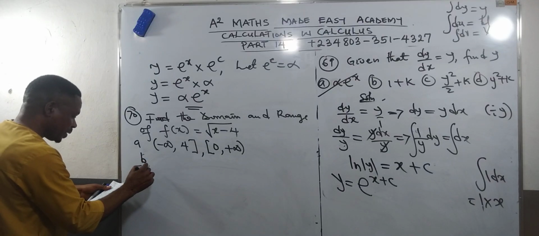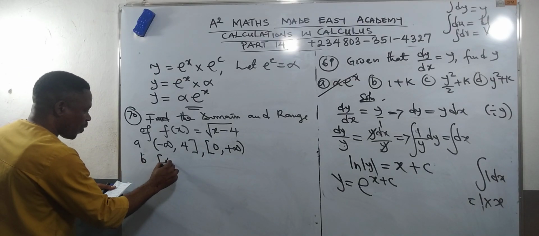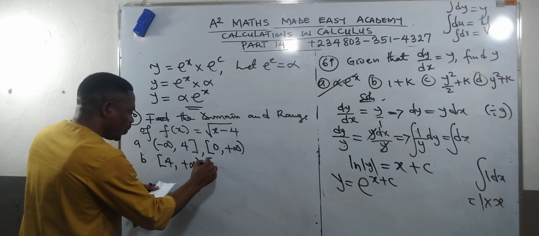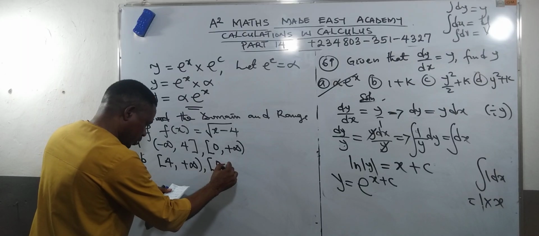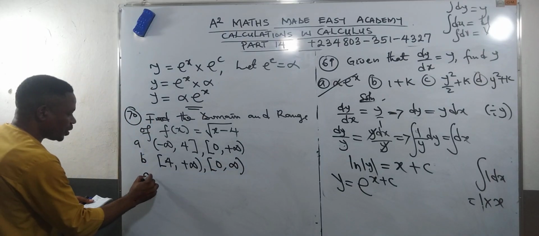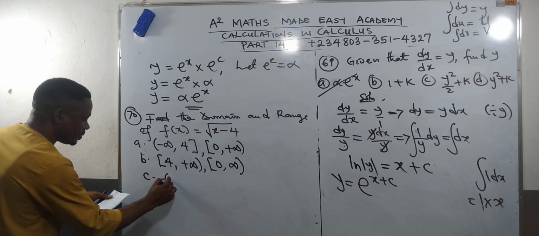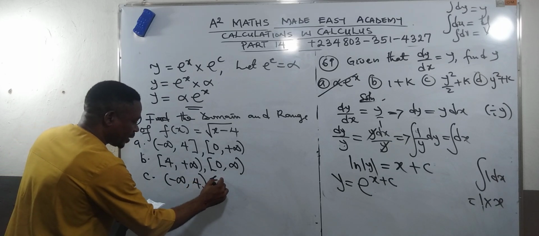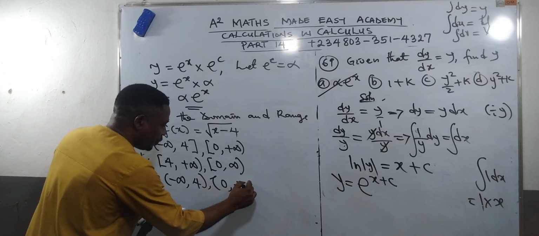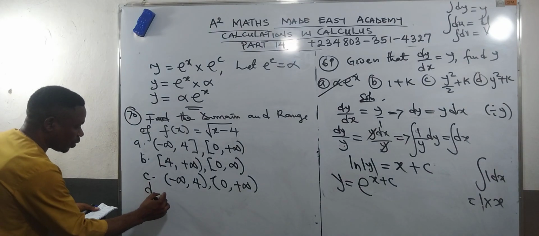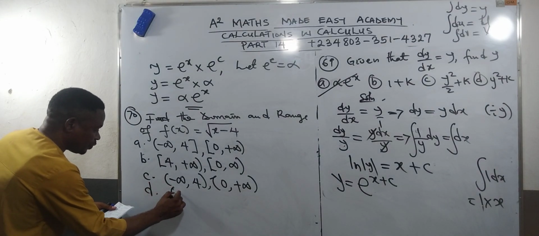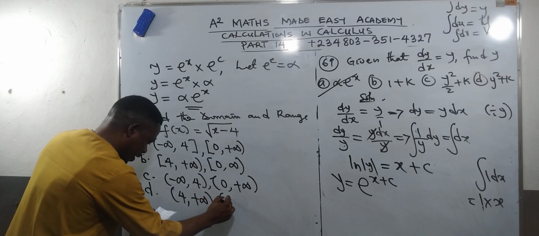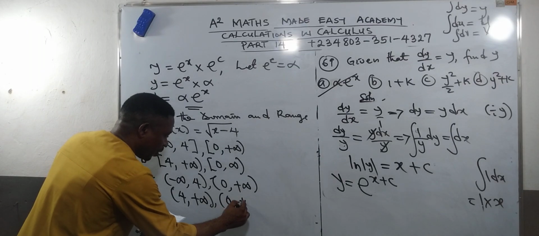Then option B says block 4 comma plus infinity bracket. We have block 0 comma infinity bracket. Option C says bracket minus infinity comma 4 bracket, comma, then I have with me bracket 0 comma, then plus infinity bracket. The last option, which is option D, says bracket 4 comma plus infinity bracket comma, are you there? Then bracket 0 comma, then plus infinity.